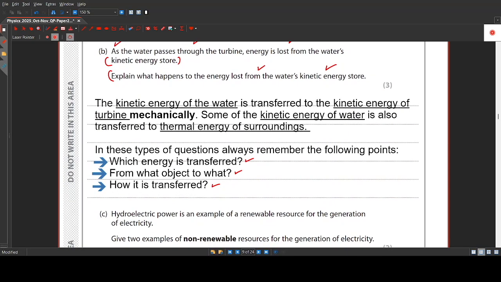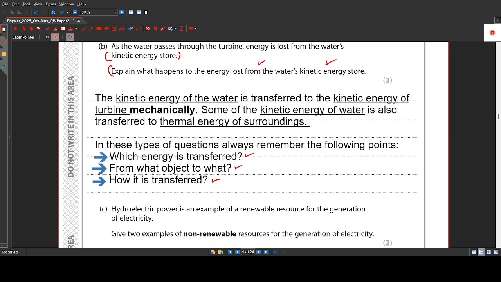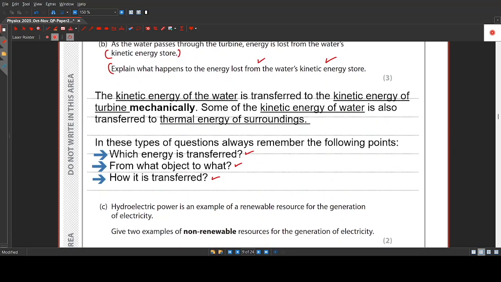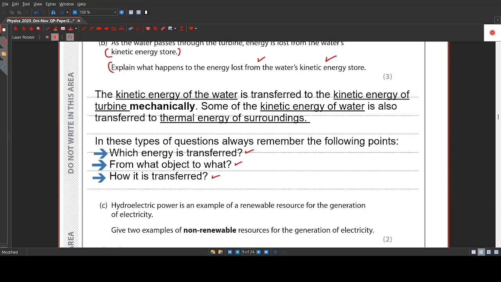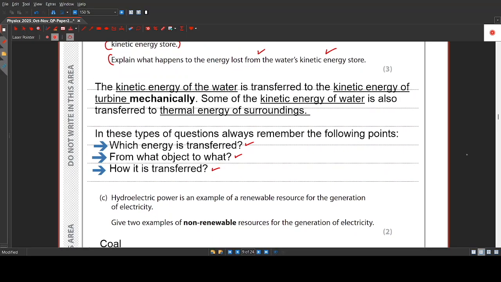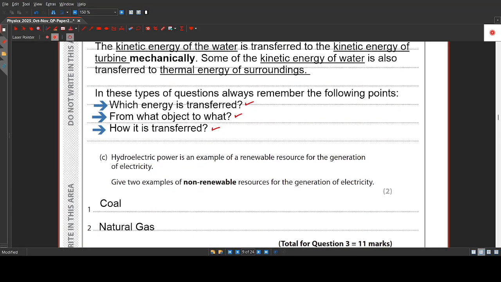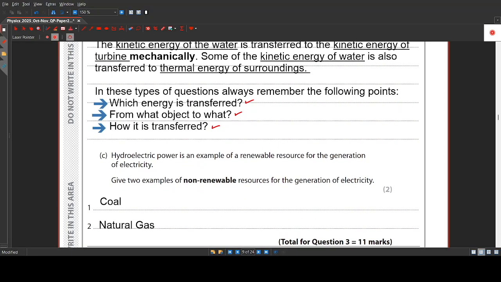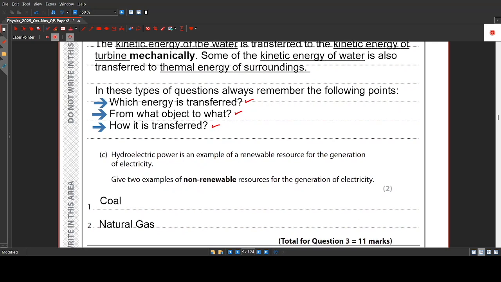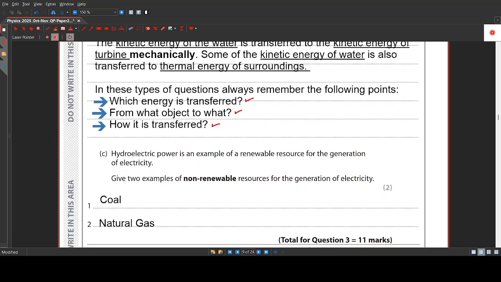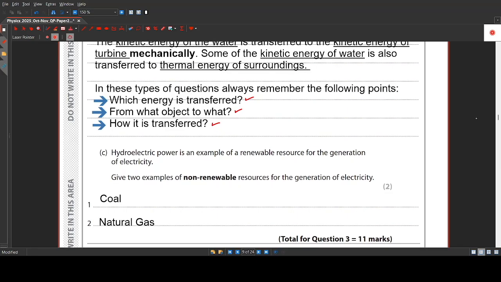Finally, hydroelectric power is an example of a renewable resource for the generation of electricity. Give two examples of non-renewable resources for the generation of electricity. So there are plenty. I have just mentioned two over here: coal, natural gas. You can also talk about oil. And yeah, there are other examples of non-renewable energy resources. Okay, so I hope you have understood this question. If you still find any difficulties, then don't forget to write them down in the comment section below.